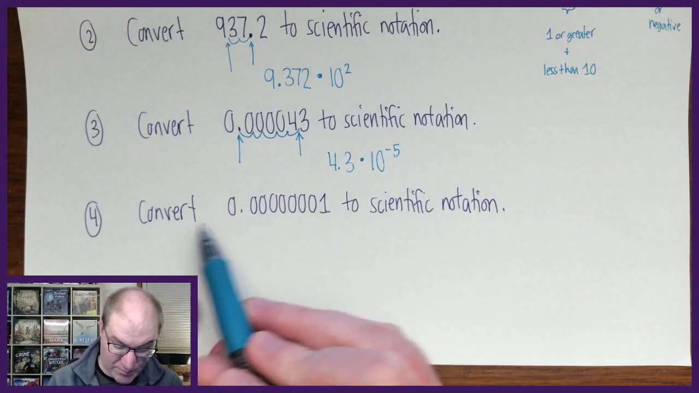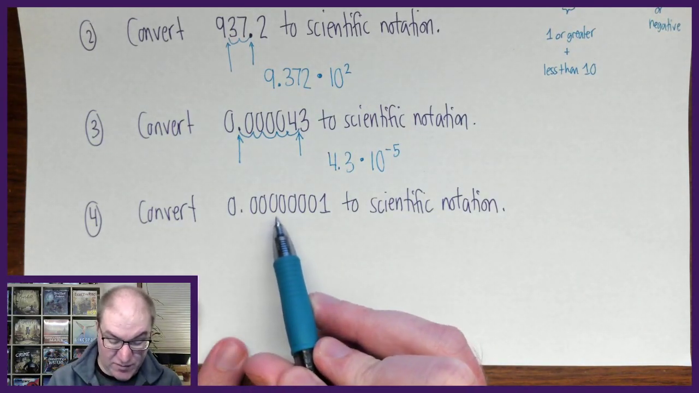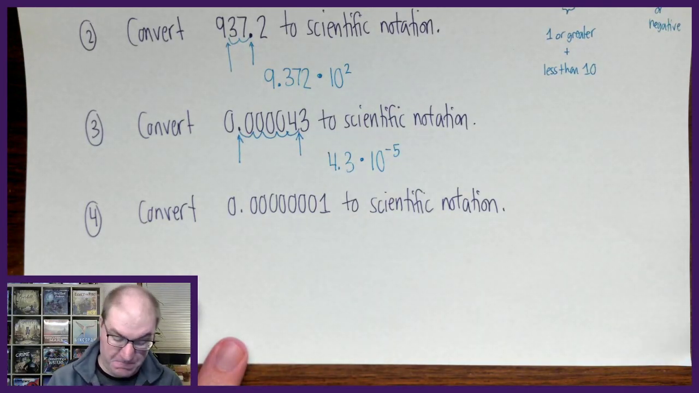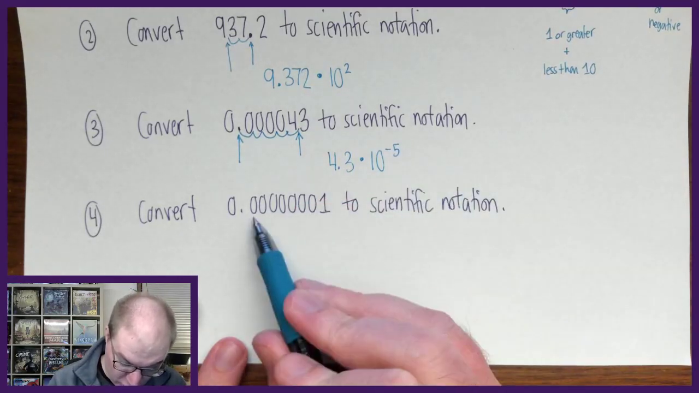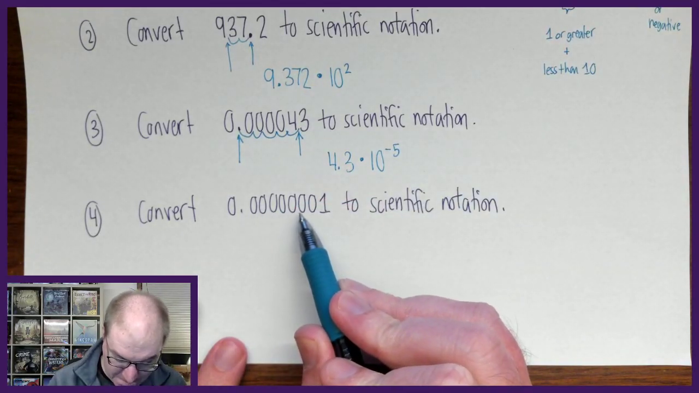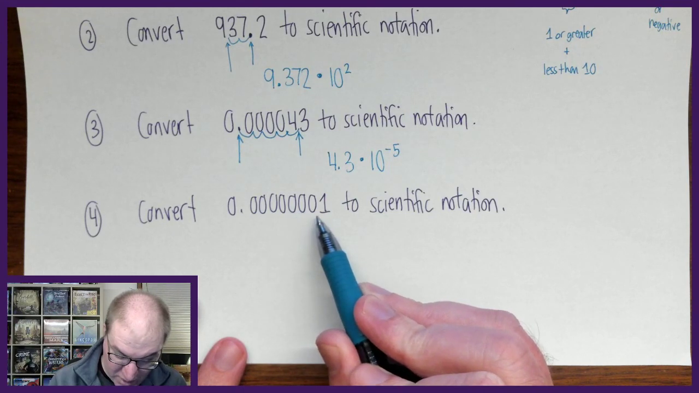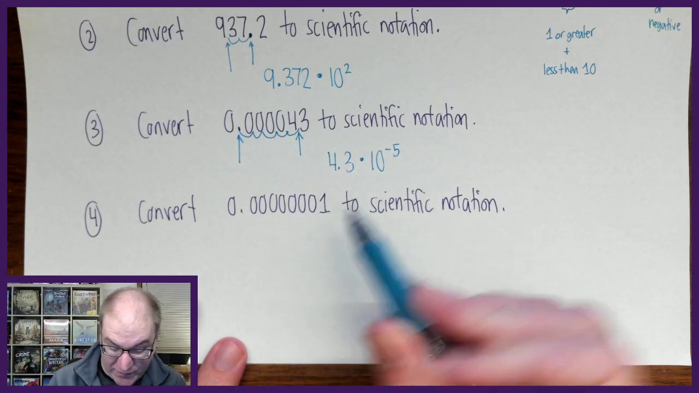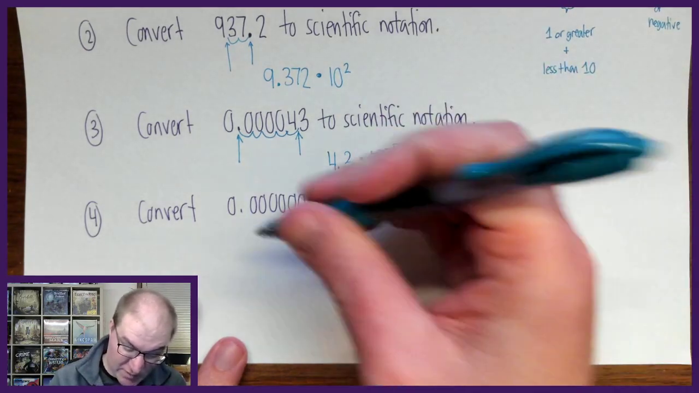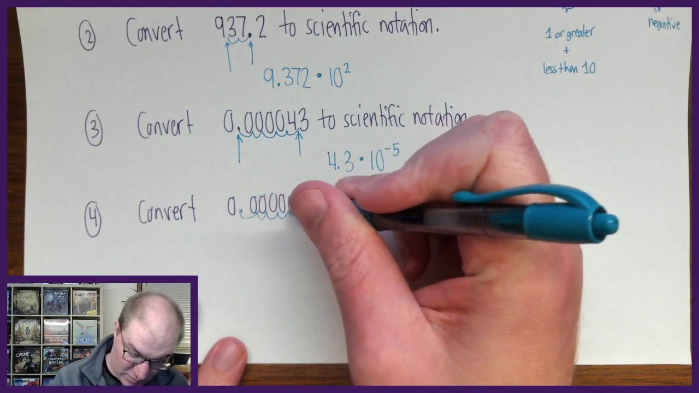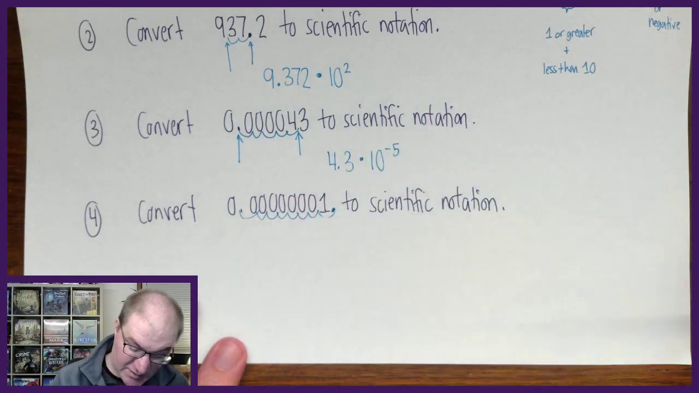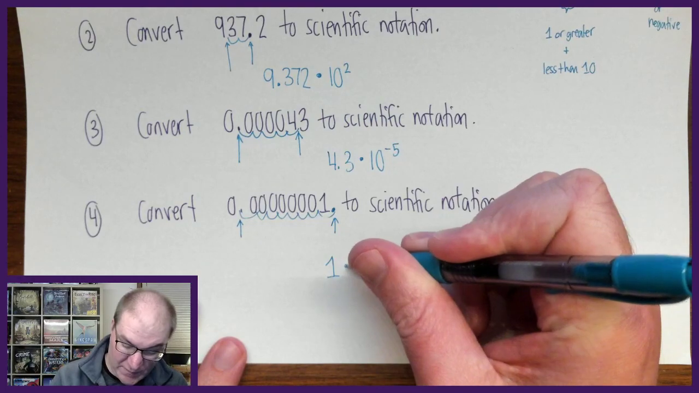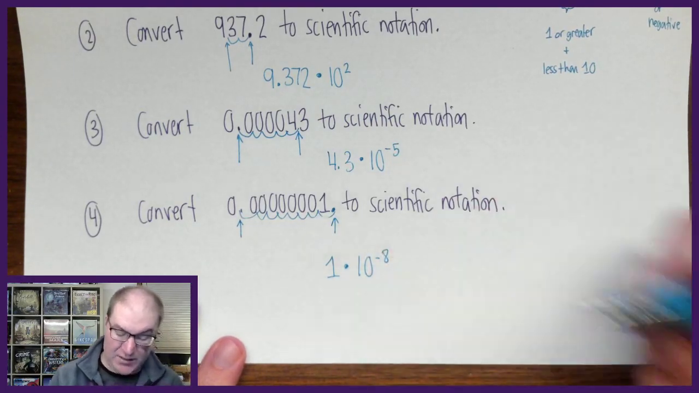Let's do one more example. Convert 0.000000001 to scientific notation. Well, my decimal's right there. Where could I put it? Only one spot I can put it. If I try to put it there, that'd be 0.1. That's not right. I have to put it right here. I have to put it right at the end, right? So 1, 2, 3, 4, 5, 6, 7, 8. It started right there, and I moved it there. I moved it 8 places.